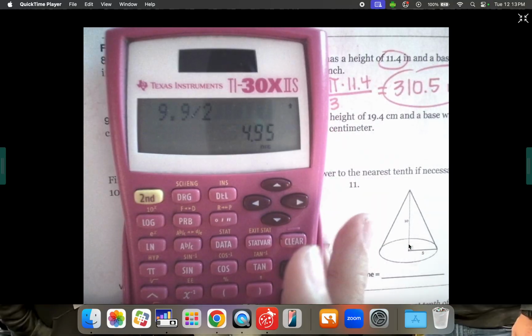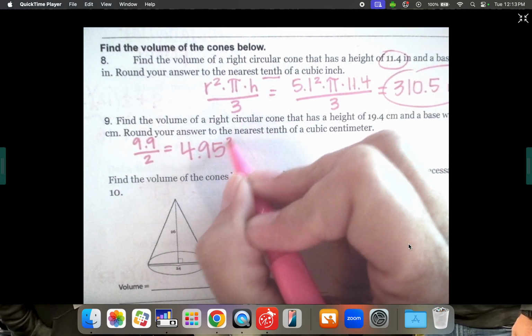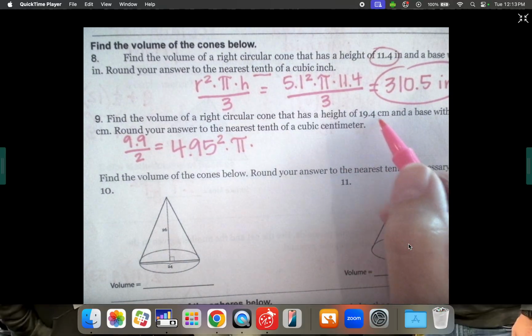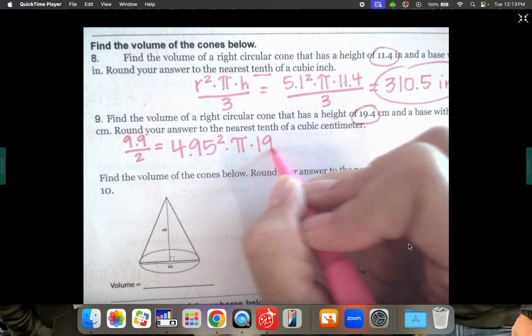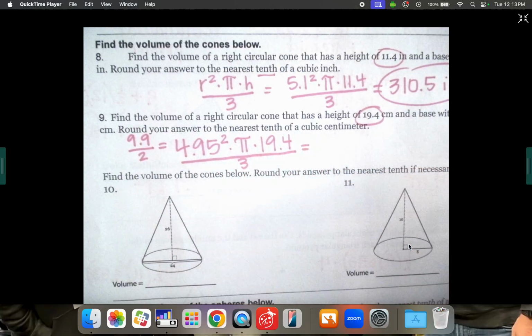4.95. Wait, was that what it was? Yeah. So we're going to take that number, square it, times pi, times height. I missed the height. Oh, here it is. 19.4. And then divide that whole answer by 3.